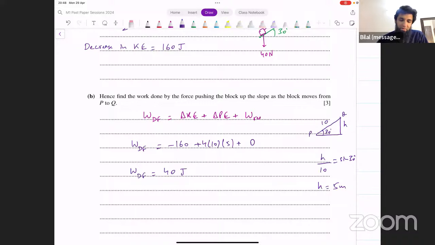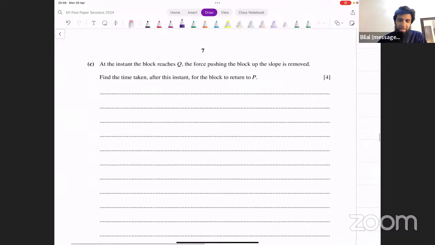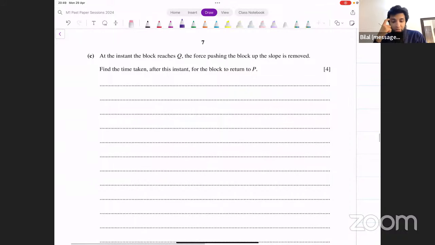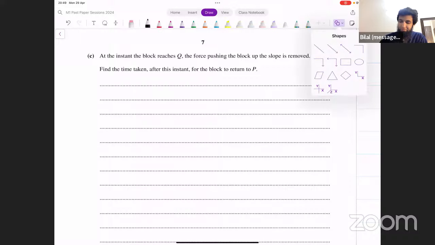Let's move on to the next part now. Now it says, at the instant the block reaches Q, the force pushing the block up the slope is removed. Find the time taken after this instant for the block to return to P. Okay, now what's happening is, let me actually draw that diagram here again, slightly bigger.